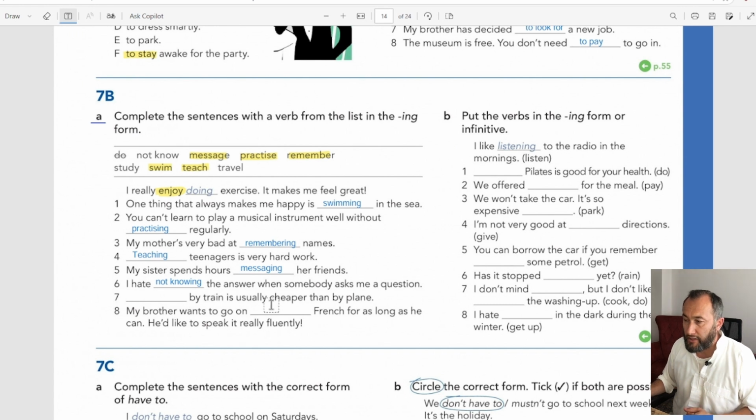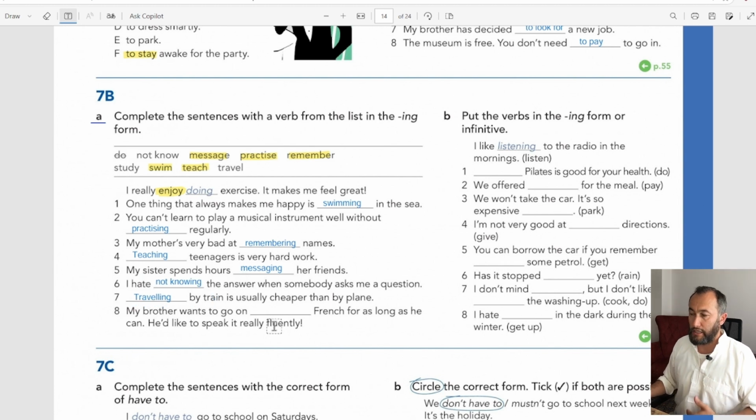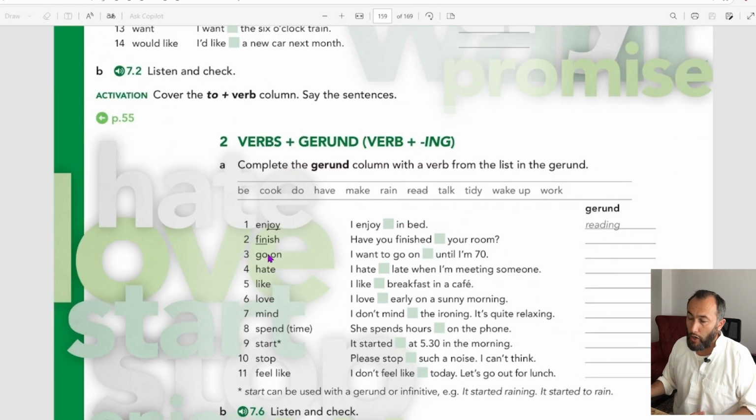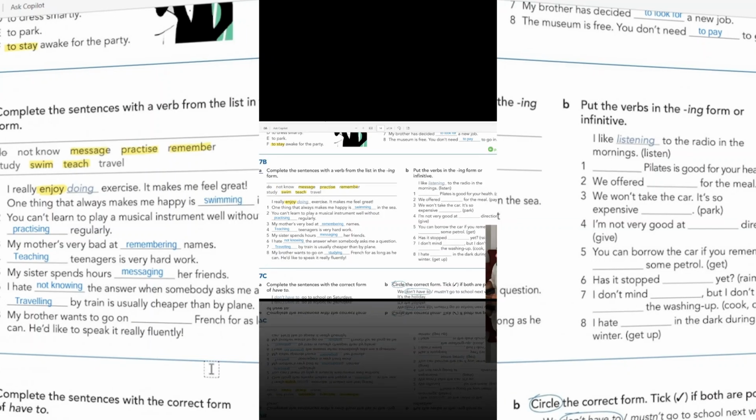Number 7, by train is usually cheaper than by plane. So traveling, coming as subject: traveling by train is usually cheaper than by plane. And the last one is 8. My brother wants to go on. On is a preposition. Also, we got go on is number 3. As you can see, after that, we must use gerund. So go on, French, that would be studying.